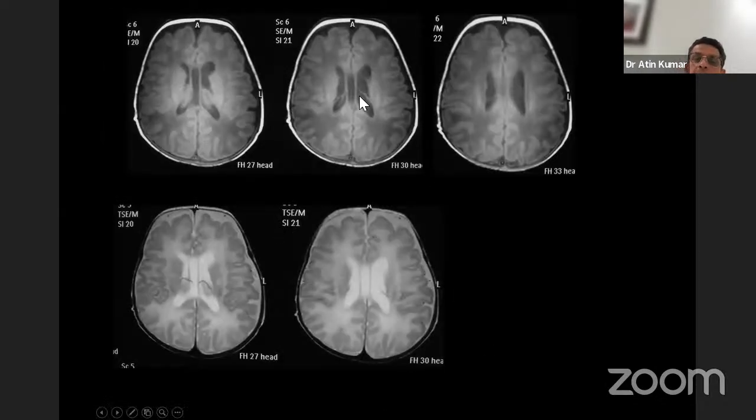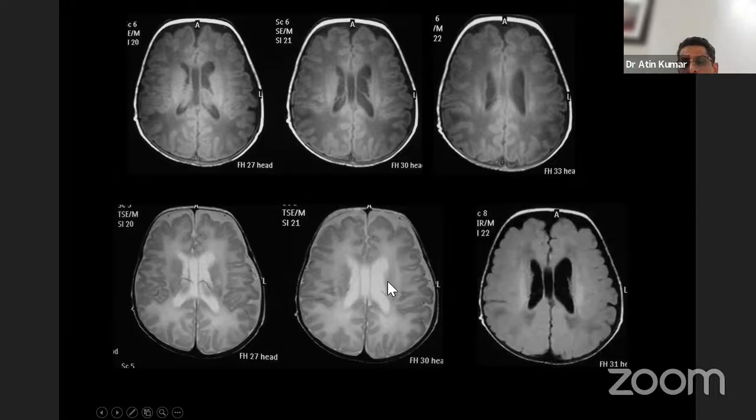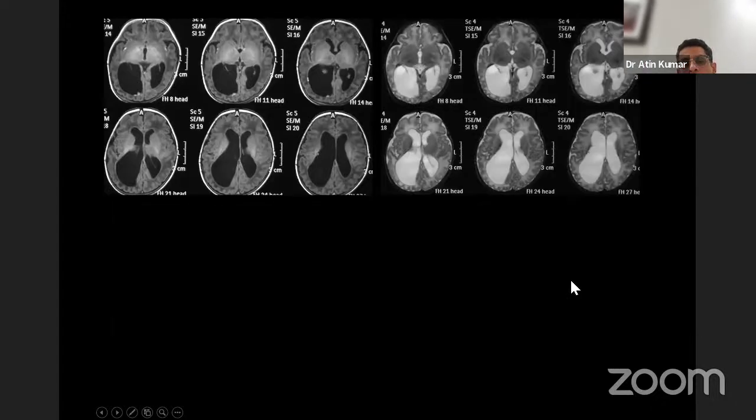Another example, you can see some septations within the ventricle. So these are germinal matrix, or these are choroid plexus cysts which may have formed secondary to hemorrhage in the choroid plexus. Again, can be seen on MR also, and you can see them on FLAIR also.